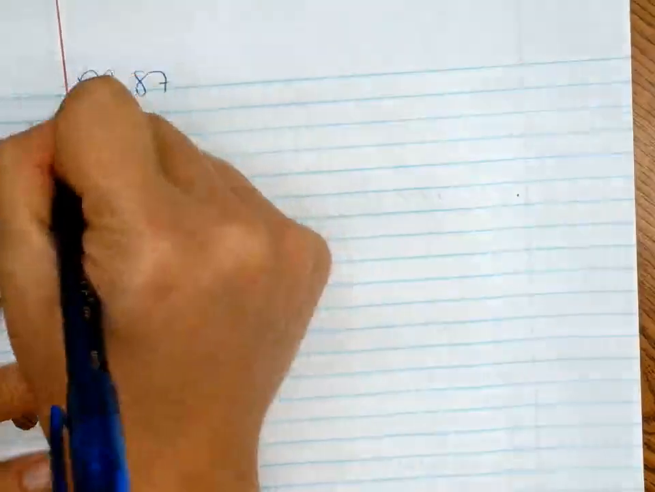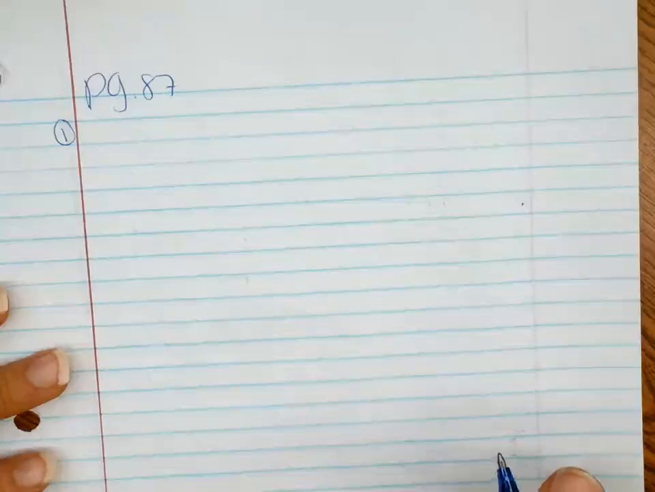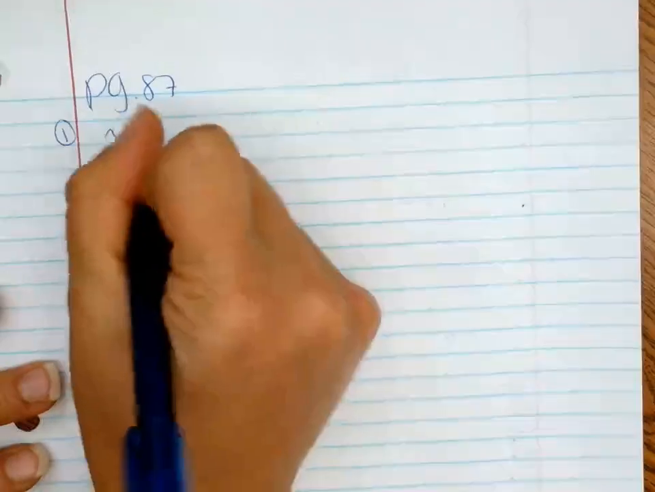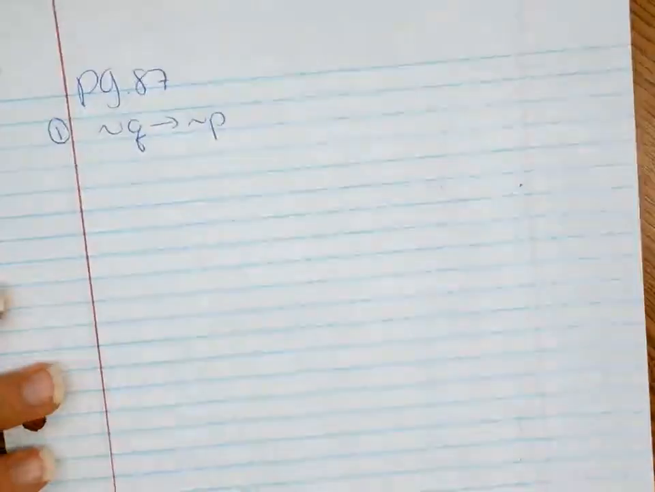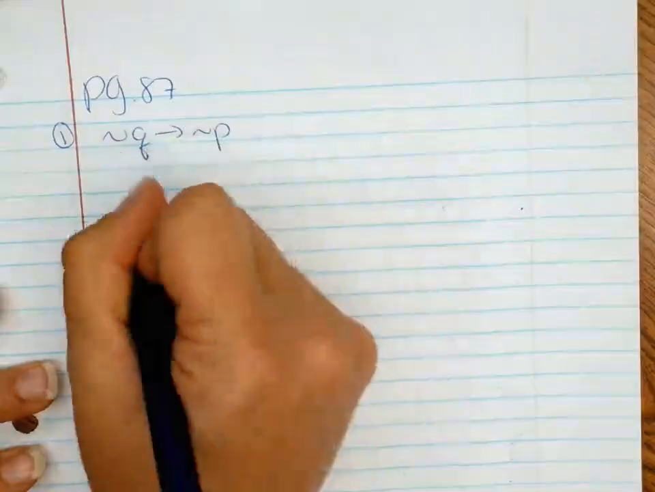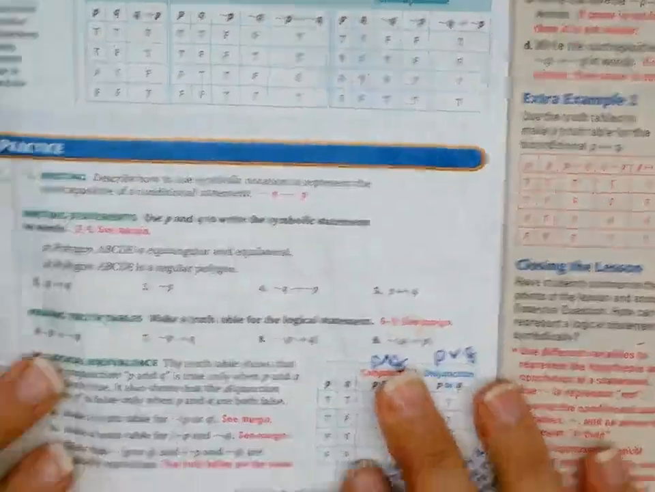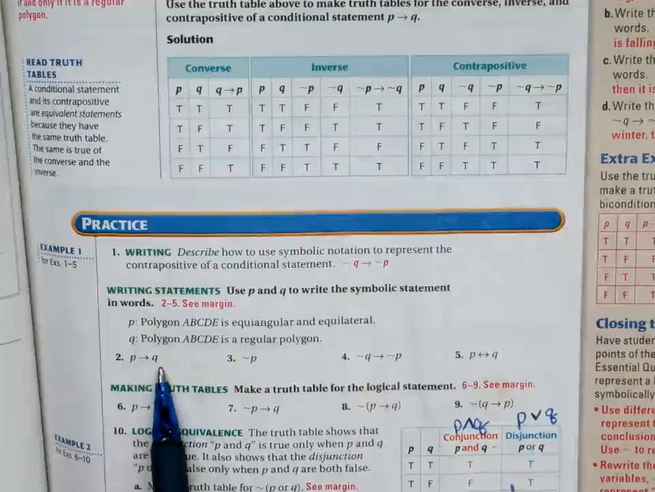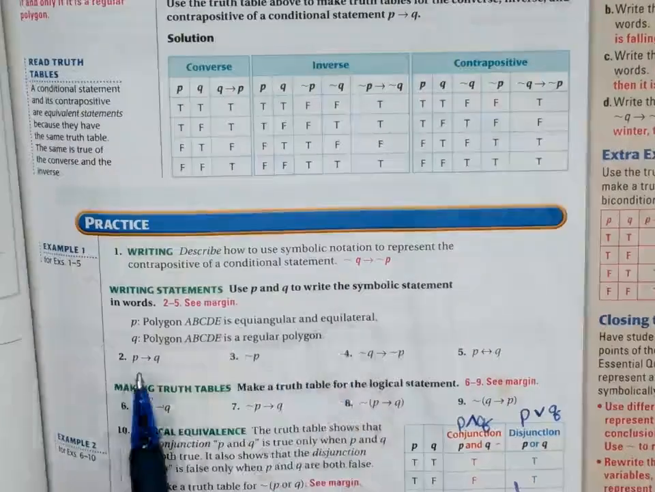So now, page 87, number 1. Describe how to use symbolic notation to represent the contrapositive of a conditional statement. If not Q, then not P. For 2 through 5, we're going to do these out loud together as a class. Let's put this up here. So number 2, if P then Q. Can somebody tell me how to say that in words? If P then Q, using this.